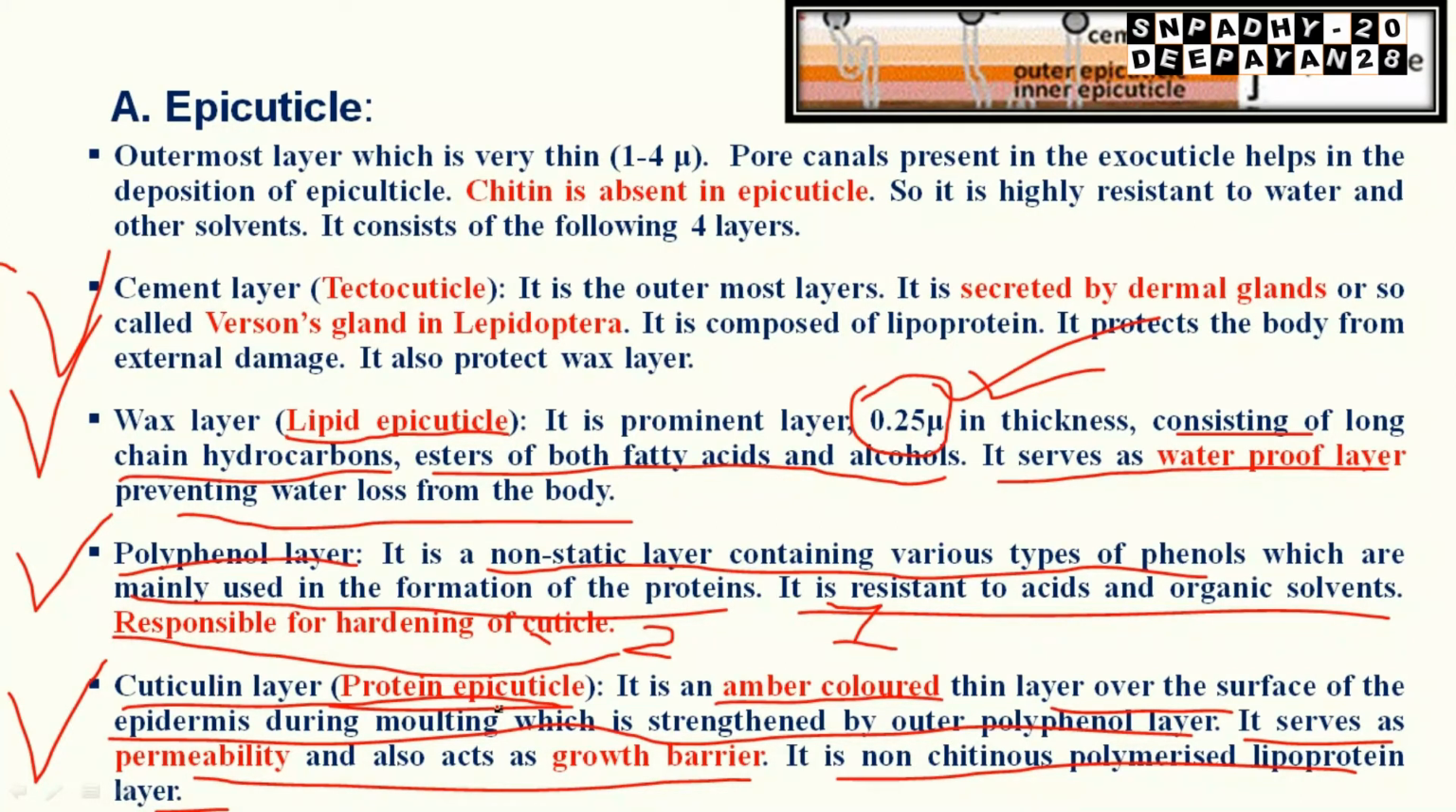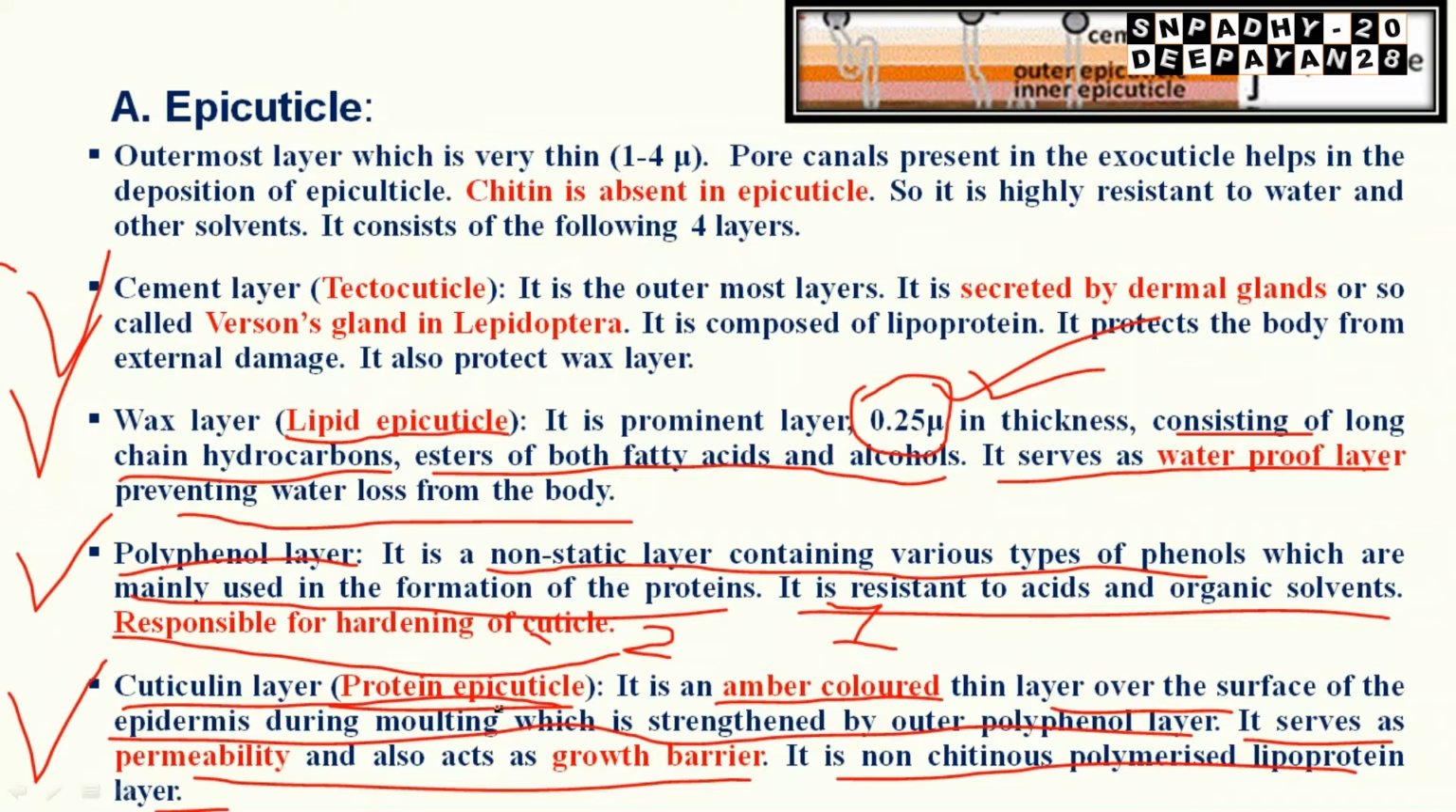So what to remember in cuticle layer? One thing you write down in your note: the layer which forms first in the process of molting is what? Cuticle layer. This amber color, all other things are not required. It serves as permeability layer and also acts as growth barrier. It is important. The layer responsible for hardening of cuticle is polyphenol layer.